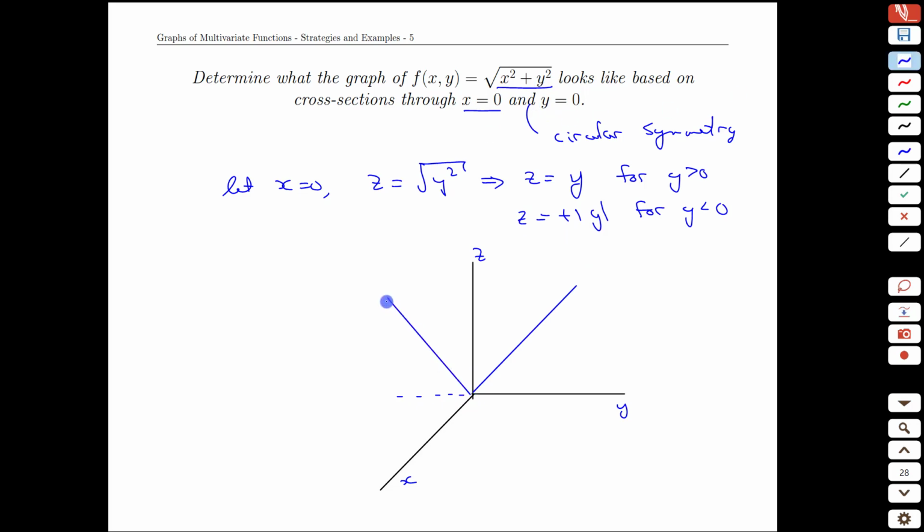Throw in the circular symmetry, and all of a sudden we have a cone. Tip vertex down here at the origin, because we capture the relationship between z and y when y is positive, and we have the x squared plus y squared indicating that things are always going to happen in circular patterns. That gives us only one possible shape for this surface.